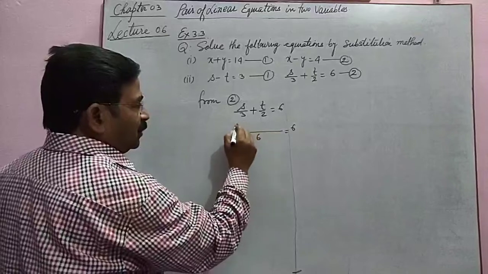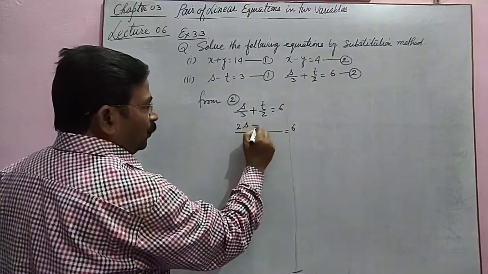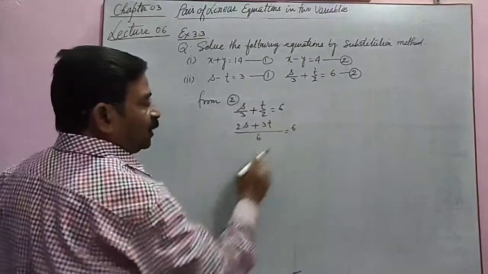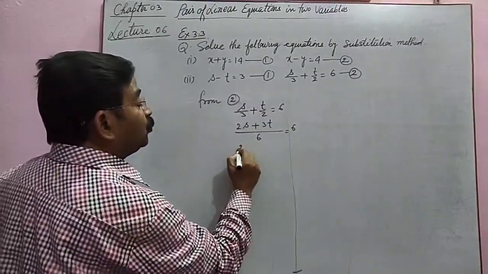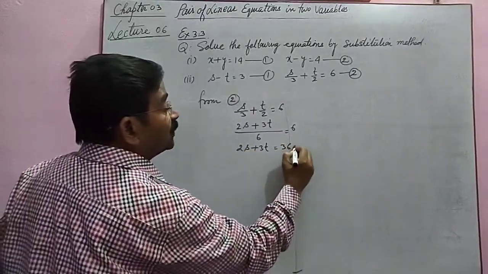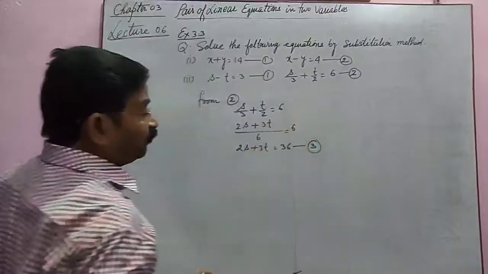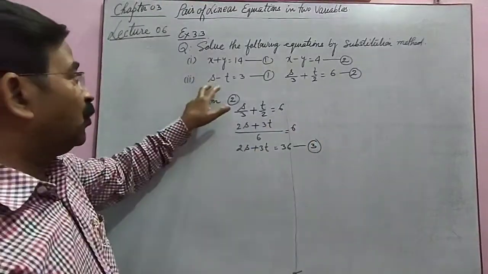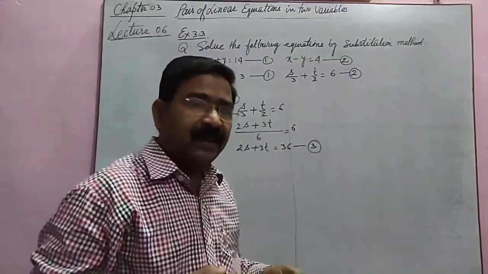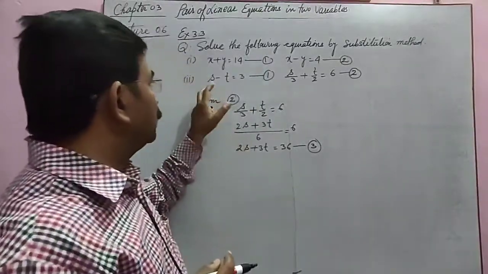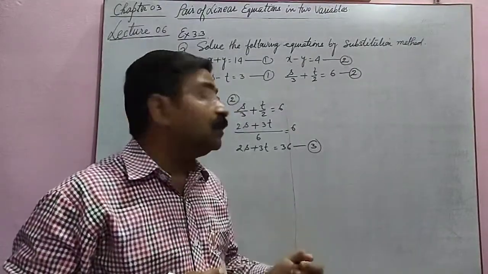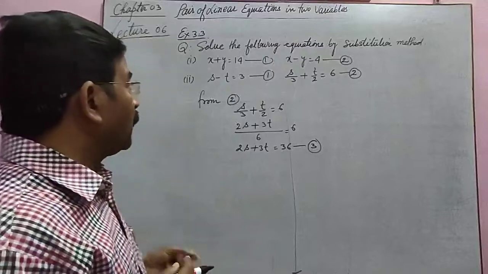3 2s are 6, this is 2s, plus 2 3s are 6, 3t. Cross multiply. We have 2s plus 3t is equal to 36. Let this be equation number 3. Now from equation number 1 get the value of s or t. Better you choose the variable whose coefficient is 1. It is convenient for your solution.